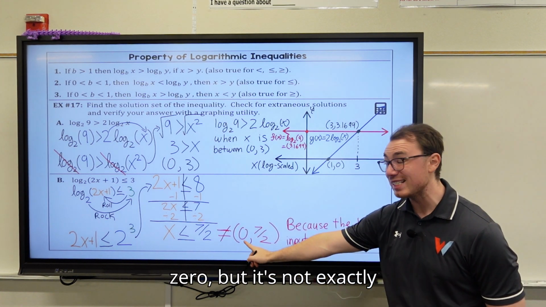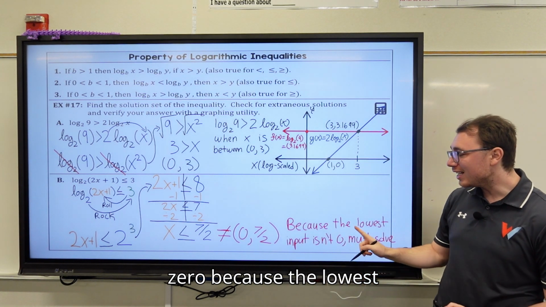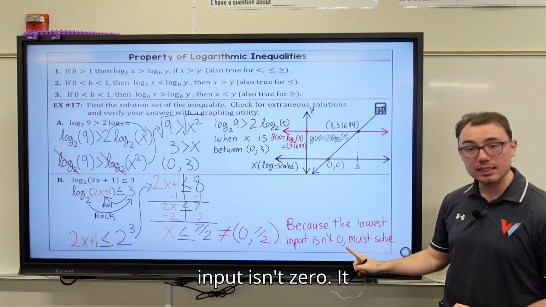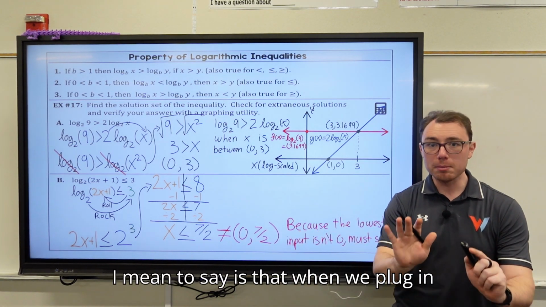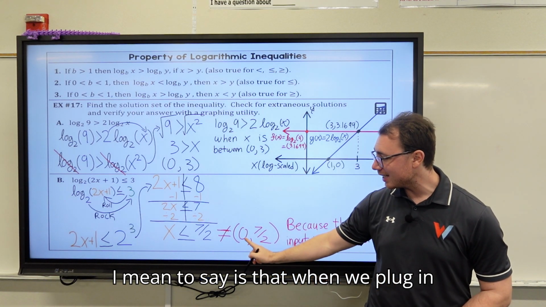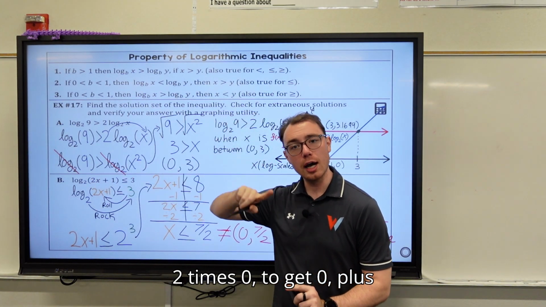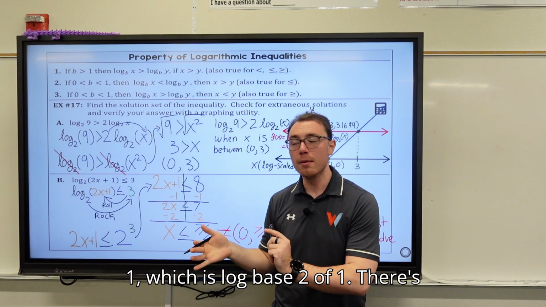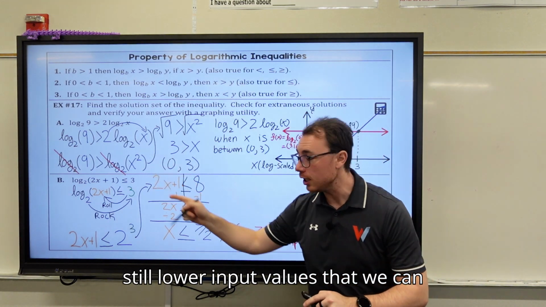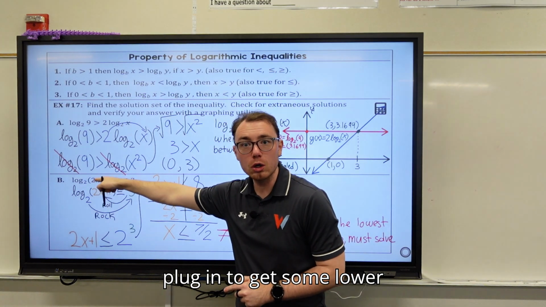What we need to try and find now is the lower limit of our interval. Initially, we would say it's 0, but it's not exactly 0 because the lowest input isn't 0. It must be solved for this lower input. When we plug 0 into this problem, we get 2 times 0 to get 0 plus 1, which is log base 2 of 1. There are still lower input values that we can plug in to get some lower log here.